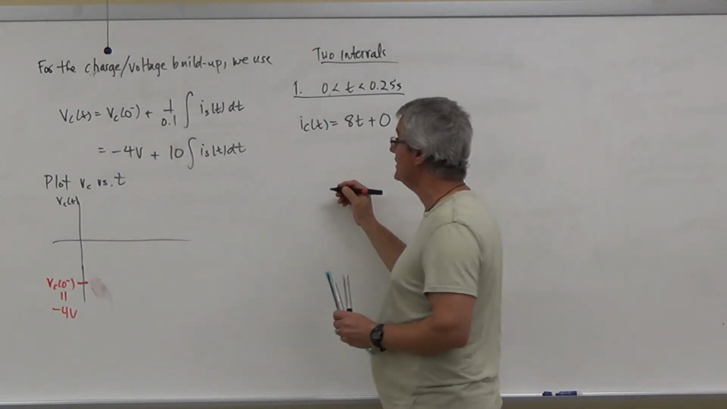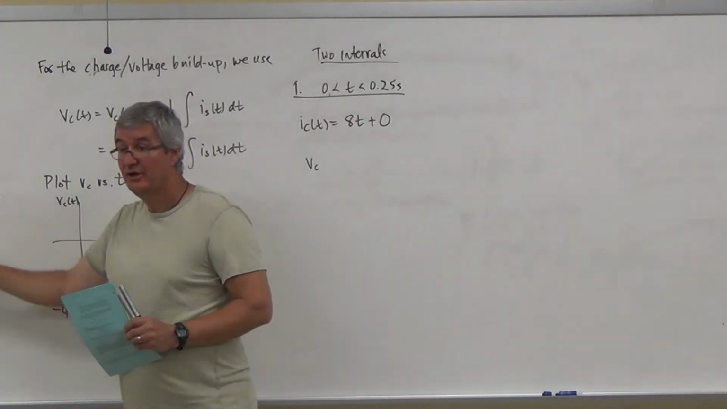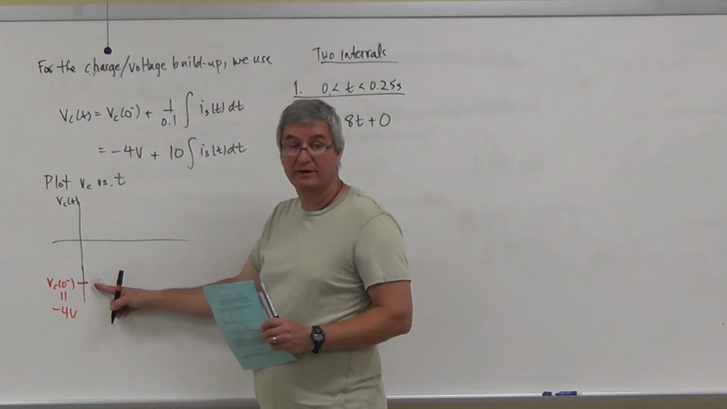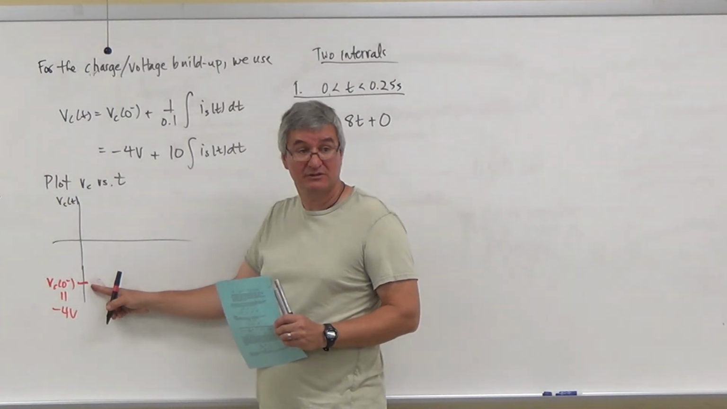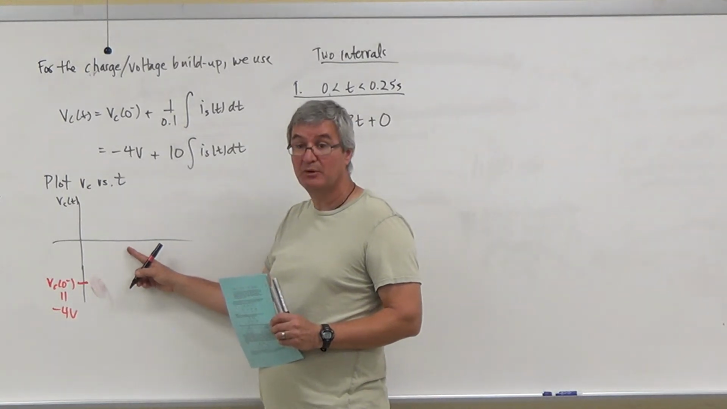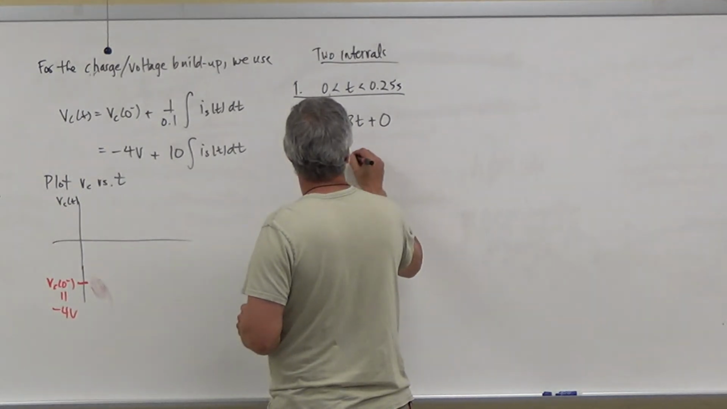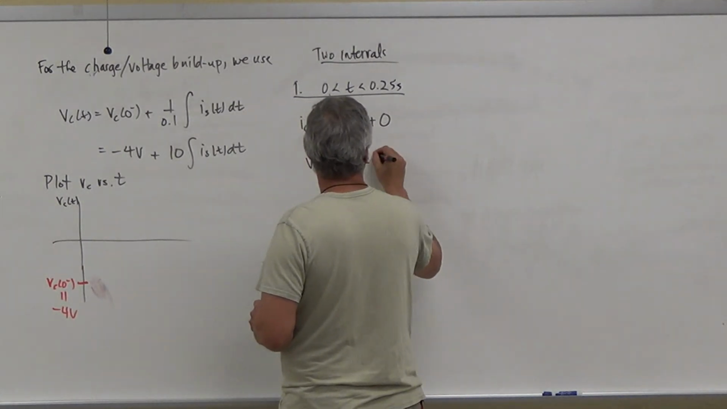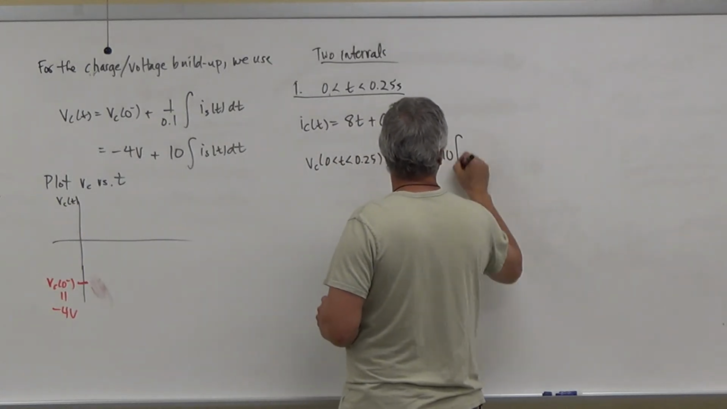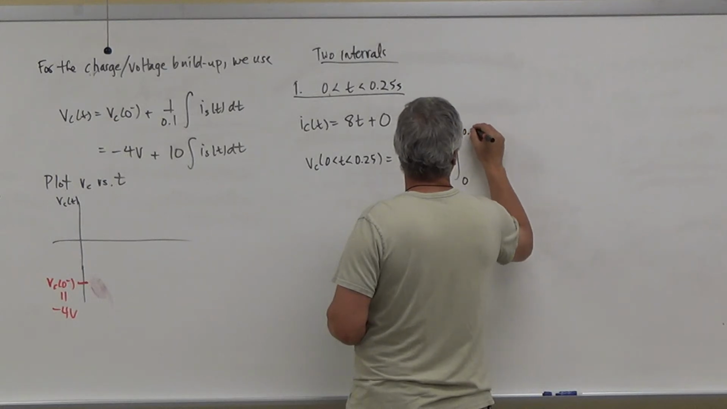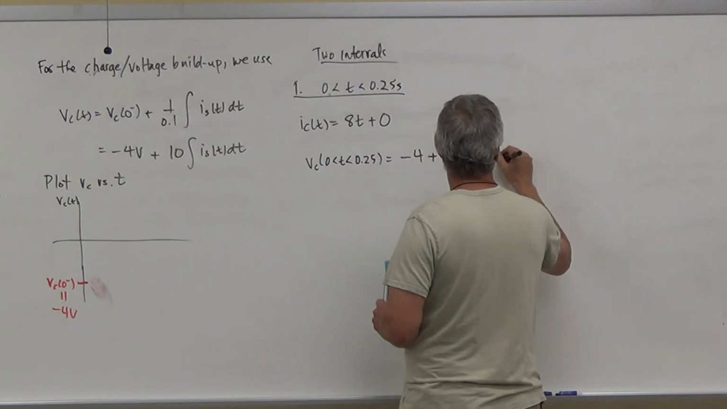Then if I integrate this guy, note that I'm going to get positive charge. So the voltage has to then what? Increase. I'm going from a negative number and I'm going to have positive flow. So therefore, I should be approaching 0 in this case. If I integrate, I'm going to start off at -4 plus 10 times the integral from 0 to 0.25 of 8t dt.